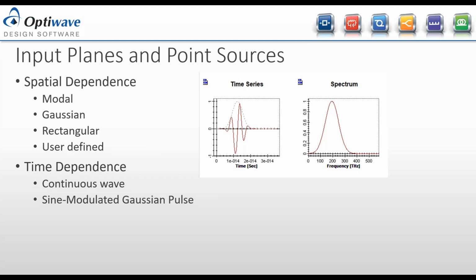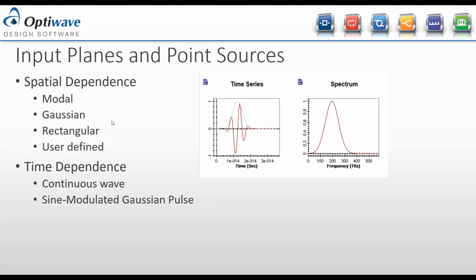The input planes and point sources have different options you can check off, right? You can use a modal solution from a waveguide. You can also use a Gaussian type beam. Like this is the spatial, not the picture on the right here. This is sort of the optical mode, a Gaussian beam, a rectangular type wave. These ones are used mostly if you have the boundary conditions set up to do a plane wave simulation. Or you can use user-defined. User-defined, you could take this from another simulation. You could create it some other way. It's just a file you load. So that's the spatial dependence.